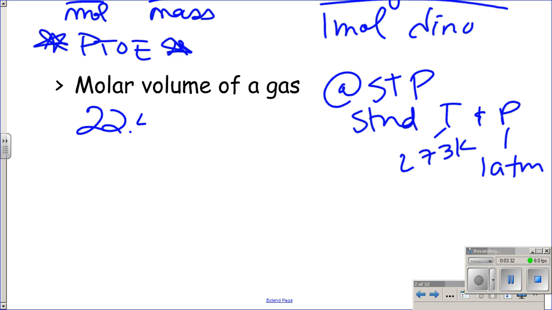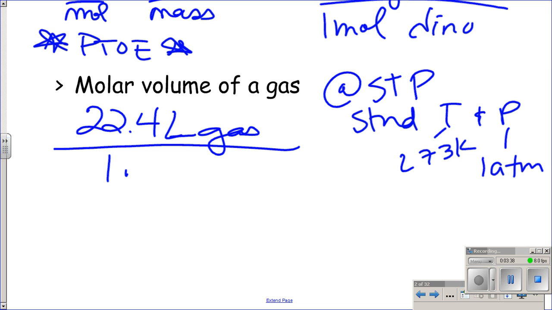So 22.4 liters is how much space 1 mole of gas takes up. 2 liters is about yay big, so 2 liters times 11. That's how much 1 mole of gas looks like. You can see the gas. Get your gas X-ray vision out.